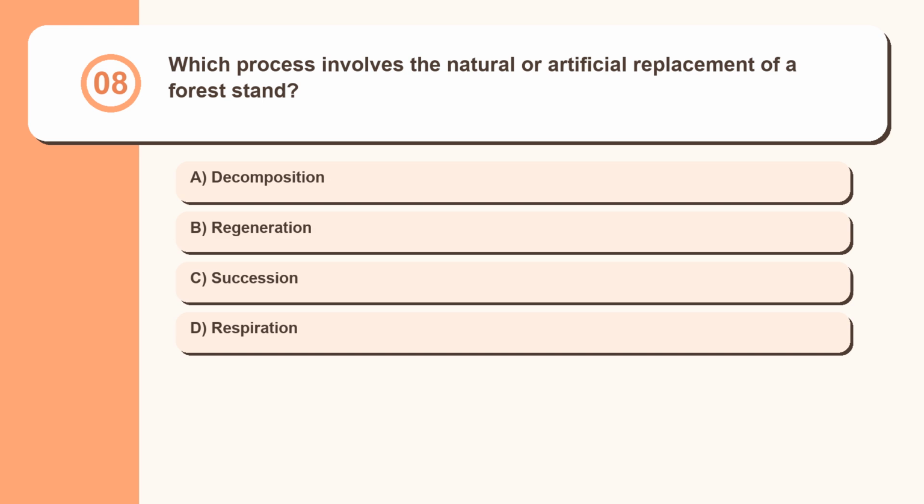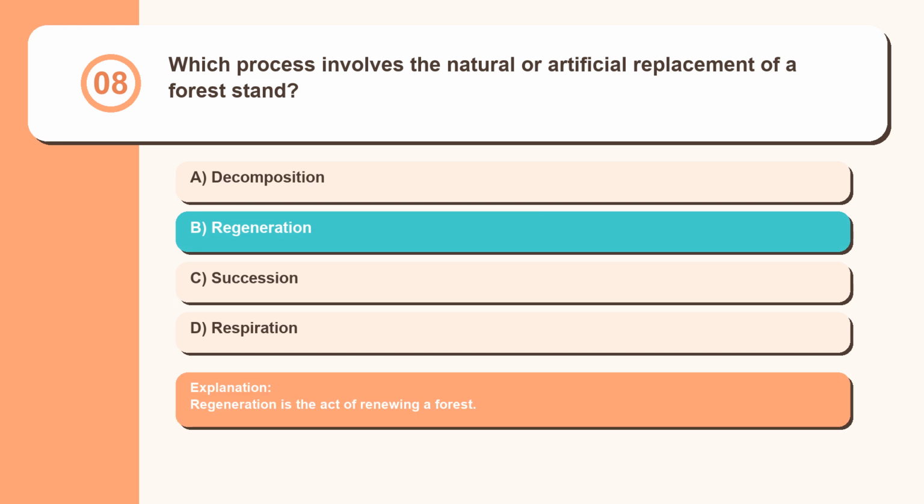Question 8. Which process involves the natural or artificial replacement of a forest stand? Decomposition, regeneration, succession, respiration. Regeneration is the act of renewing a forest.